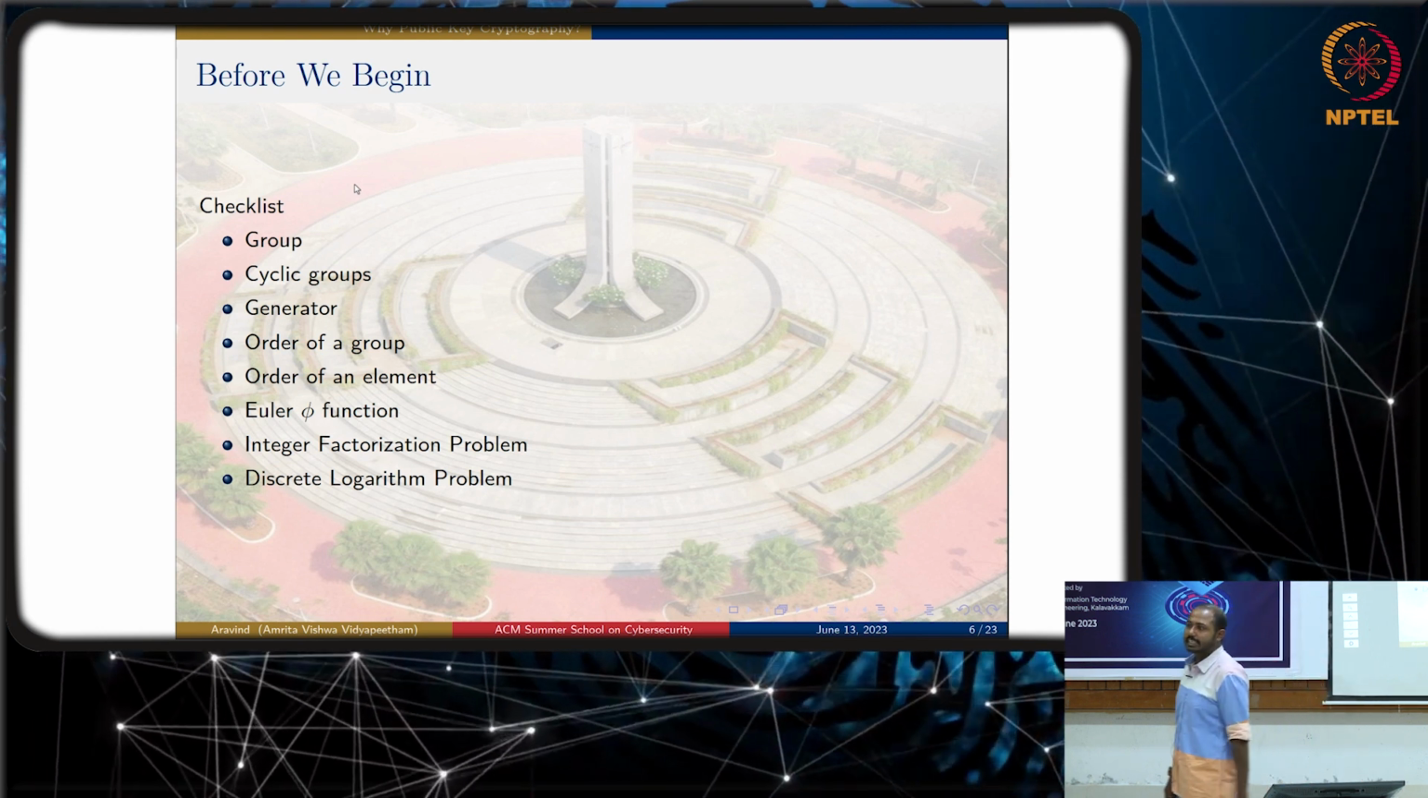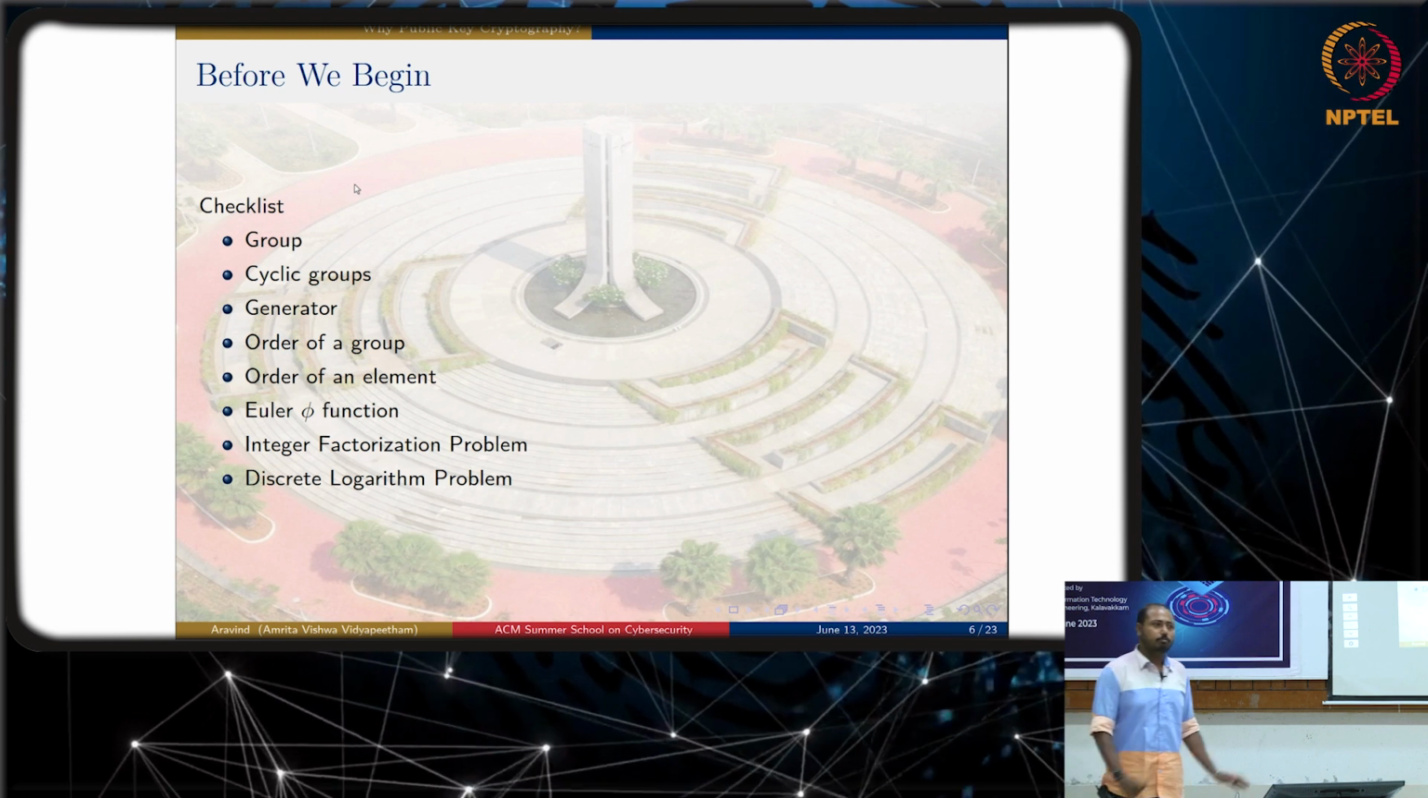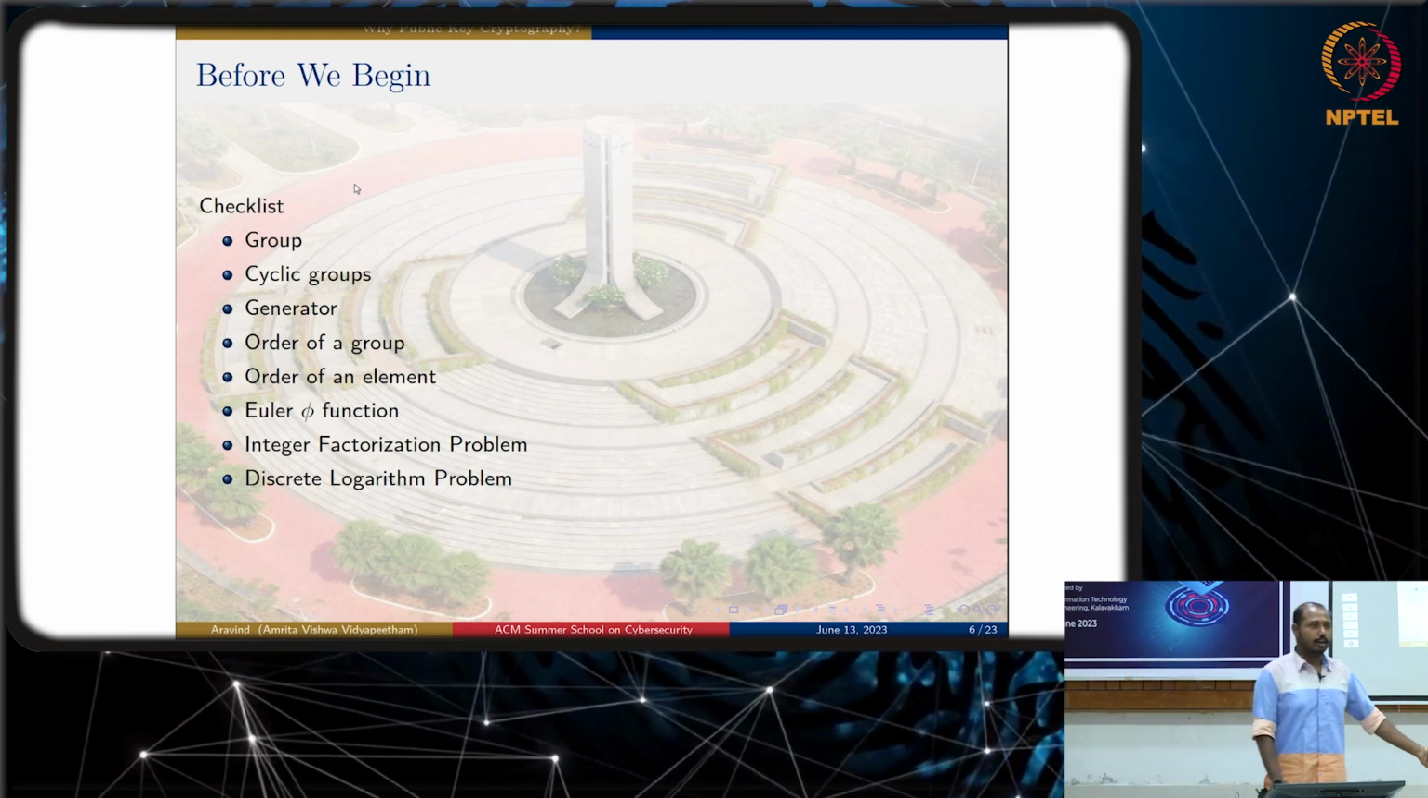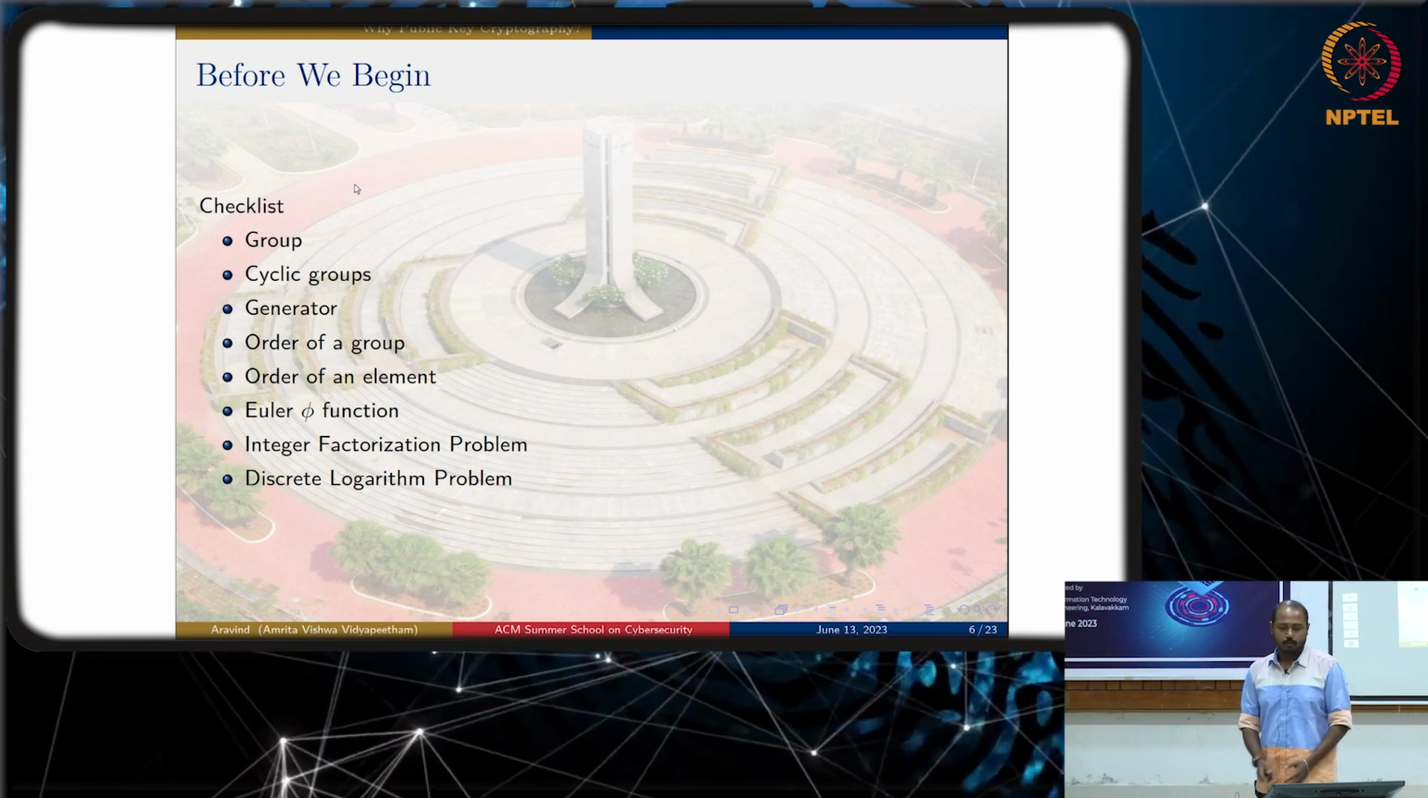And what is the discrete logarithm problem? First of all, you know all logarithms, right? What is a logarithm? What is logarithm?